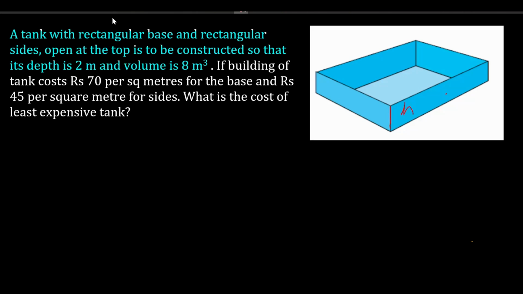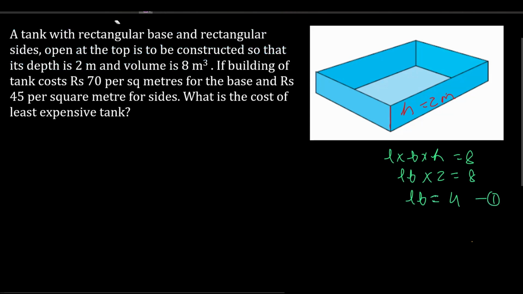So I can take h as 2 meters. And what's the volume of a cuboid? This is L into B into H, and that's 8. Well, we know H, so we can substitute it, which gives LB into 2 is equal to 8. So we got the product of L into B as 4. So we got one relation over here.